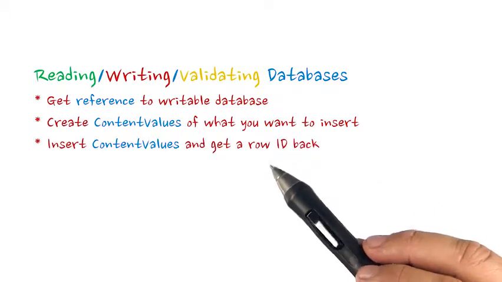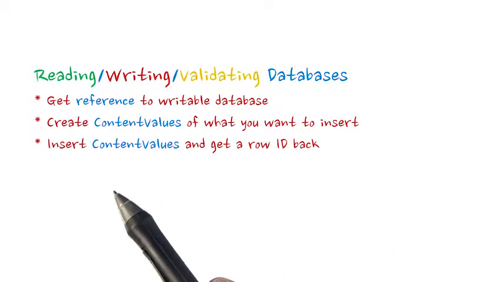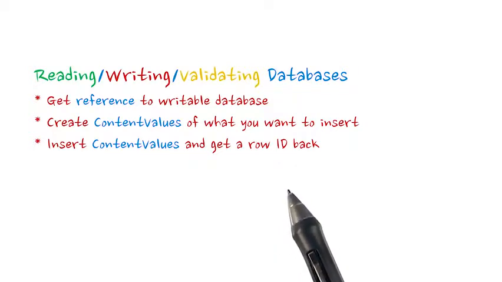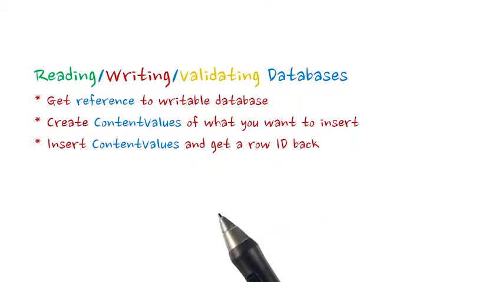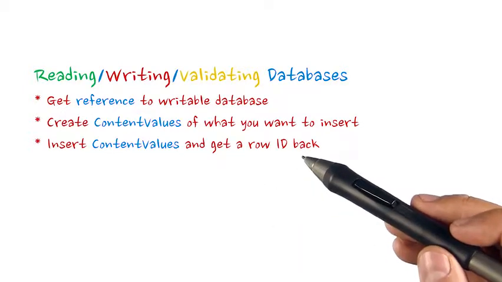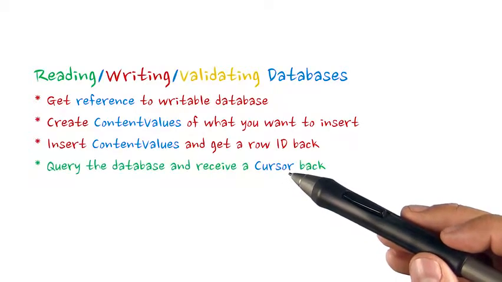Once we've created our content values, we call database.insert with the table name and content values to actually create the new row of data. The return value from our insertion is a long that contains the new row ID from the _ID column. If there's an error inserting, the return value is -1. Now that we have a row ID, we can query the database for that row.